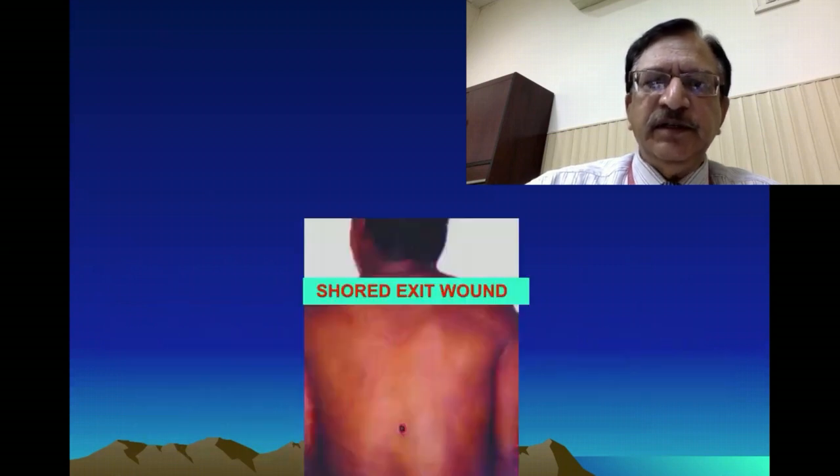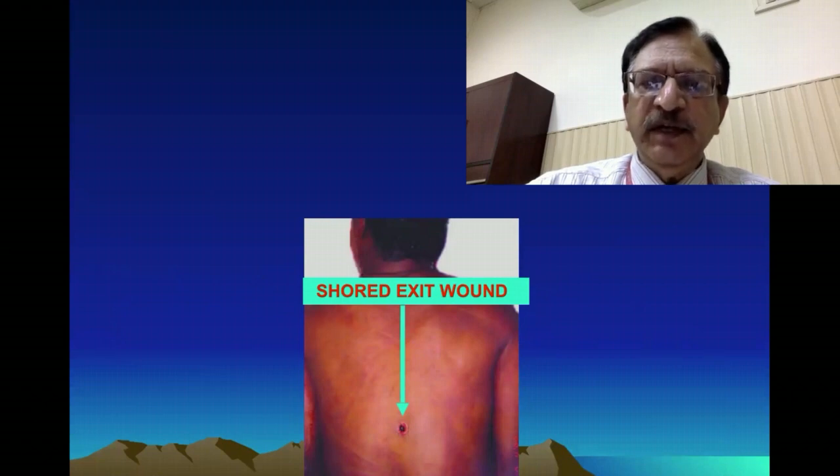And this is how it appears. This is not the collar of abrasion. The collar of abrasion is because of the indenting and rubbing by the spinning bullet at the entry hole. But this is at the exit hole, where the bullet, after striking the hard surface, becomes deformed, is recoiled back and shows the margin. So that's why it is called a shored exit wound.